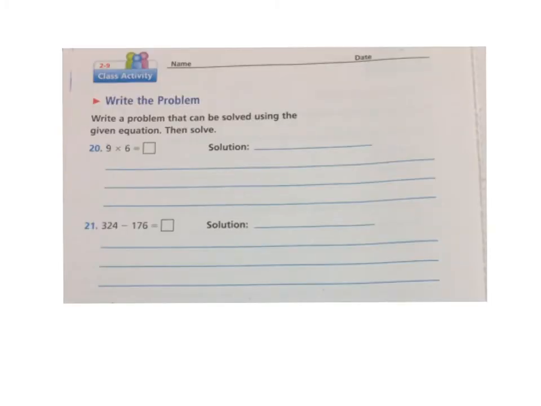Finally, oh, sorry about that. Finally, I guess there's one more page. Sorry about that, guys. Finally, write a problem that can be solved using the given equation. So this time, they don't even tell you. They just say 9 times 6. So find out what the answer is, and then what kind of problem do you want to do?